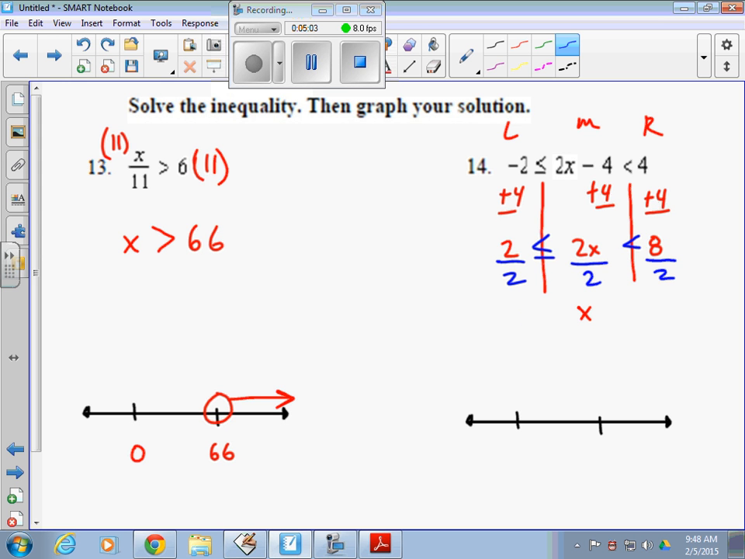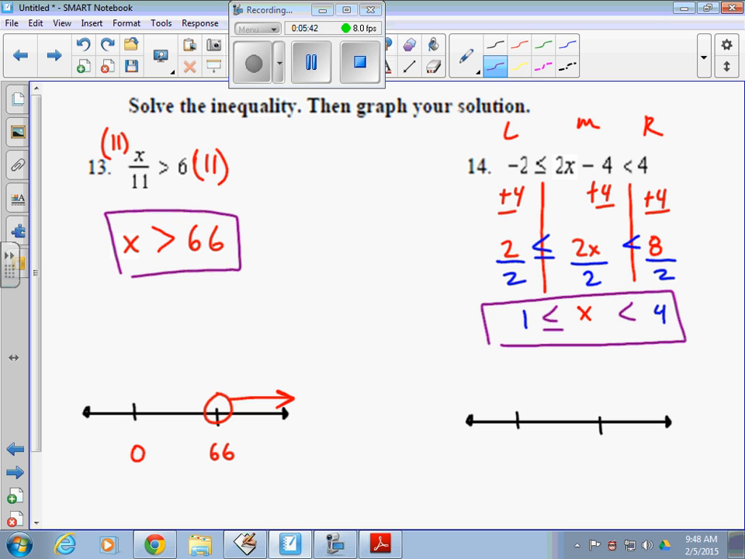So 2 divided by 2 is 1. 8 divided by 2 is 4. Last thing we have to do is determine, do I reverse the symbols? We divided by 2. Dividing by a number is something you have to do to reverse the symbols, but not by a positive number. You have to divide by a negative number. We don't do that in this case, so we're going to leave the symbols in the same direction they were. That one's going to say less than or equal to. This one is going to say less than. This is a solved inequality, just like x is greater than 66 is.